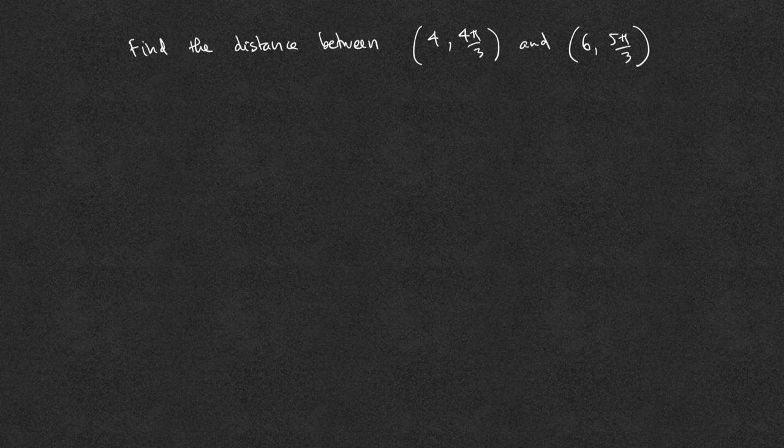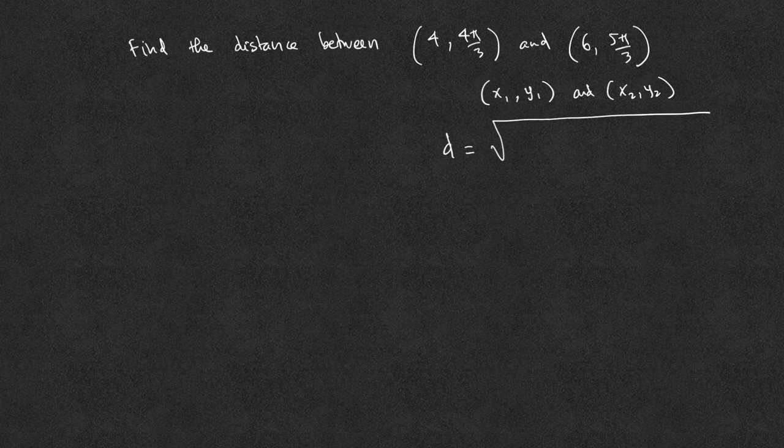Find the distance between the two polar coordinates (4, 4π/3) and (6, 5π/3). We have the distance formula between the two rectangular coordinates (x1, y1) and (x2, y2), which states that the distance between the 2 points in the rectangular coordinate system is the square root of the change in x squared plus the change in y squared, or (x2 minus x1) squared plus (y2 minus y1) squared.